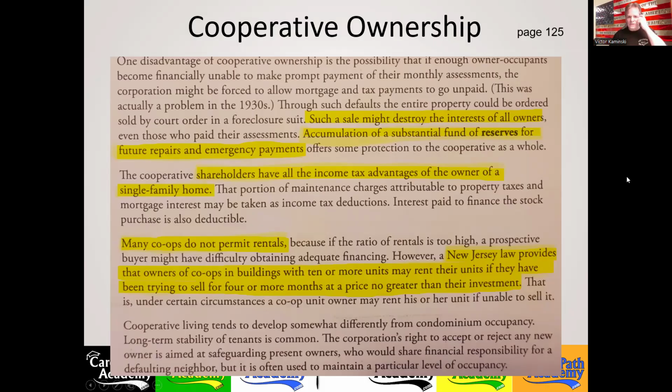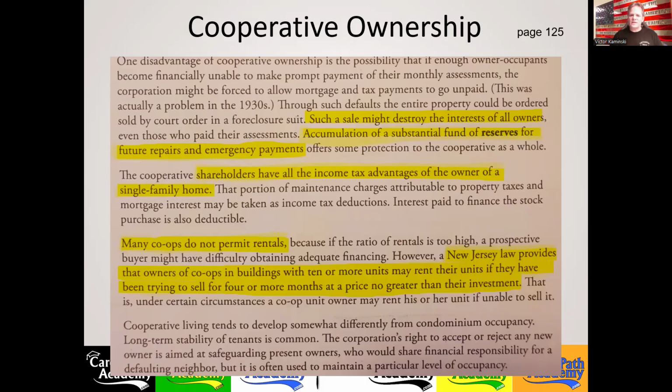So, accumulation of substantial fund of reserves for future repairs and emergency payments. I like that. That's the definition of reserves. What are reserves? It's accumulation of substantial funds for future payments, future repairs, and emergency payments. Condos have them too.